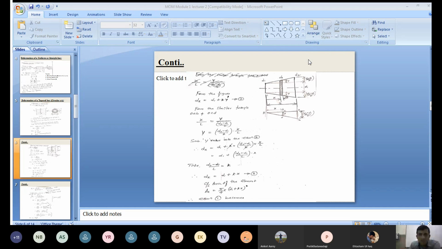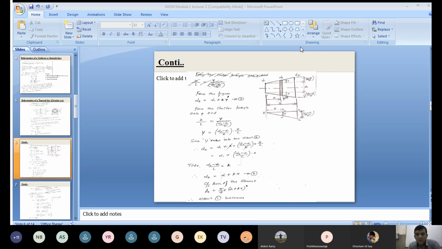How do you get this one? Total it is D2 minus D1. The remaining two portions you will get here. Total it is D2 minus D1, on the two sides, right? That is why D2 minus D1 divided by 2 gives this portion, and this also is D2 minus D1 by 2.